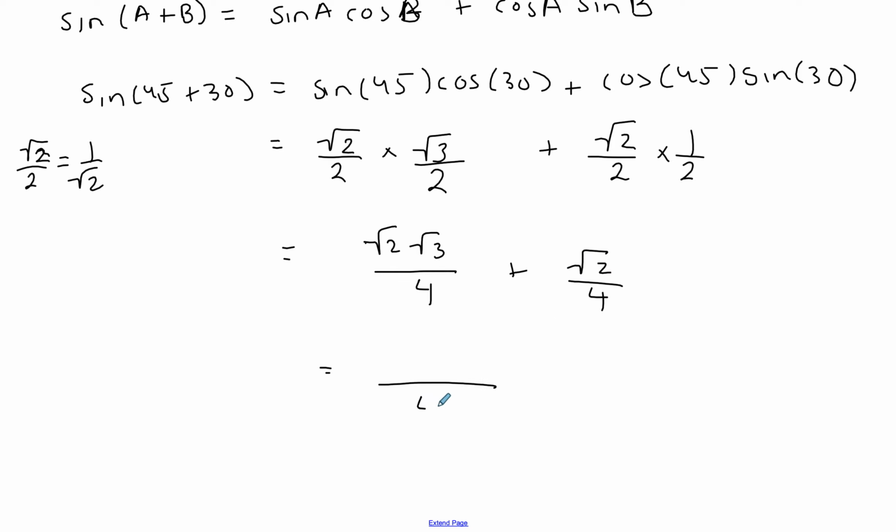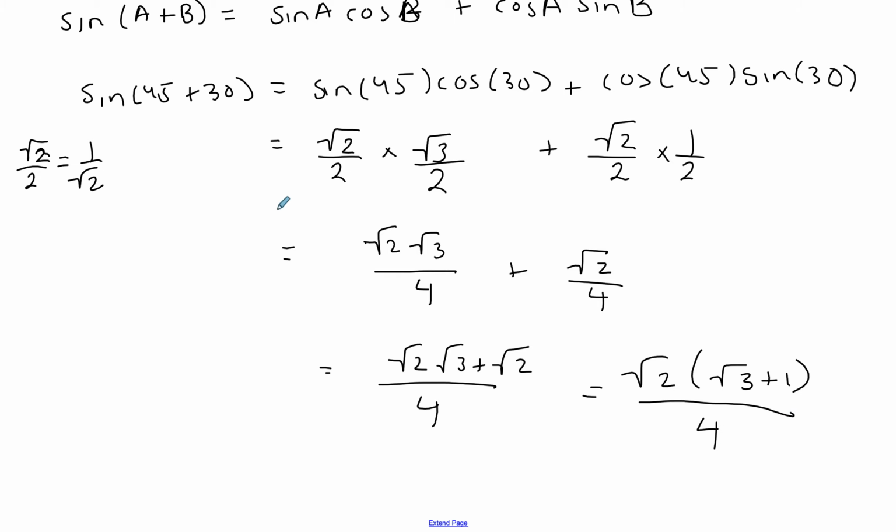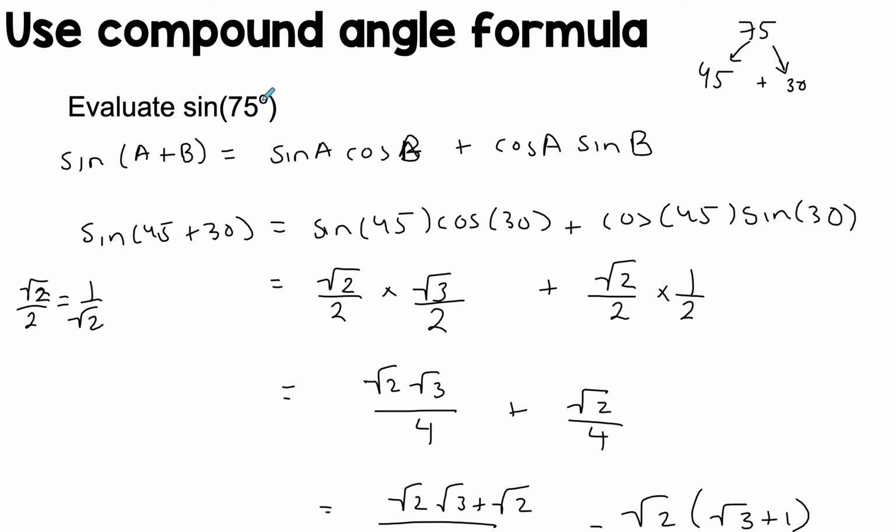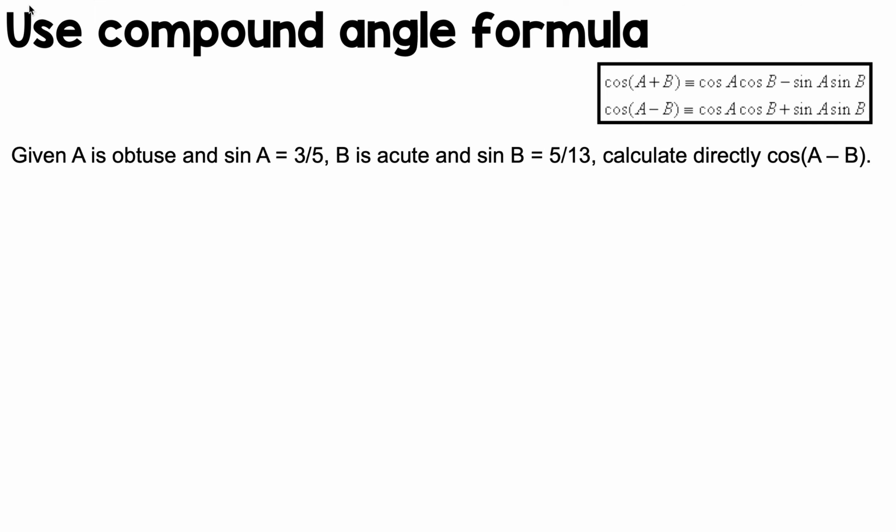They have the same denominator, so I have root 2 root 3 plus root 2. I can take root 2 as a common factor, and I have root 3 plus 1, the whole thing over 4. So quite nice and simple, and it's a quicker way, especially if it's a non-calculator paper, to calculate the sine of 75, because you wouldn't memorize what sine of 75 is.